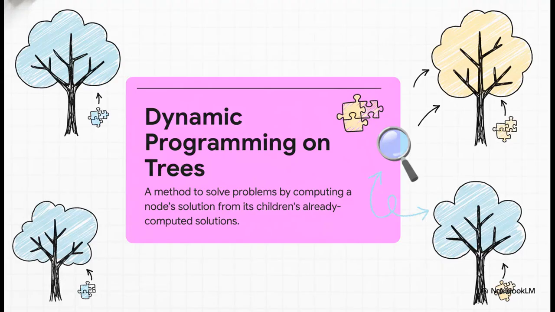Here's the secret sauce. We figure out the answer for any given node by using the answers we've already calculated for its children. And this only works because trees have a special property. They don't have any loops or cycles. That structure is a guarantee that we can solve the problem for all the kids before we ever have to worry about the parent. We're literally building our way up from the leaves right to the root.